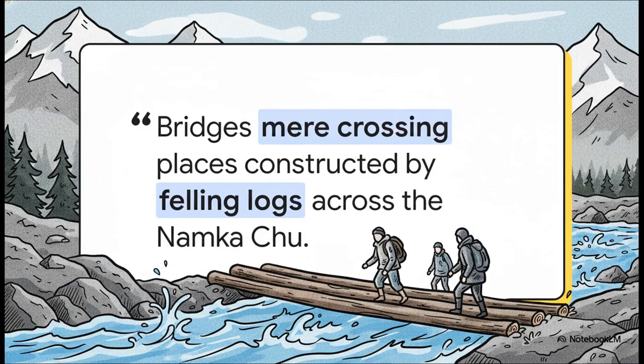Actually, just listen to this note taken directly from the operational reports regarding the Namkachu River. It says, "Bridges, mere crossing places, constructed by felling logs across the Namkachu." That single sentence really strips away all the high-level, abstract military strategy and shows you the stark, freezing reality on the ground. When we talk about logistics and infrastructure in the sector, we aren't talking about concrete highways. We are quite literally talking about unacclimated soldiers trying to cross a freezing, roaring mountain river by desperately balancing on freshly felled, wet tree logs.